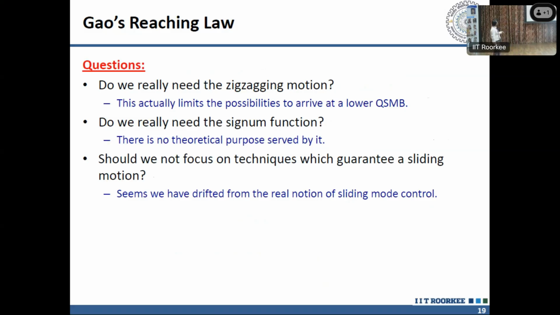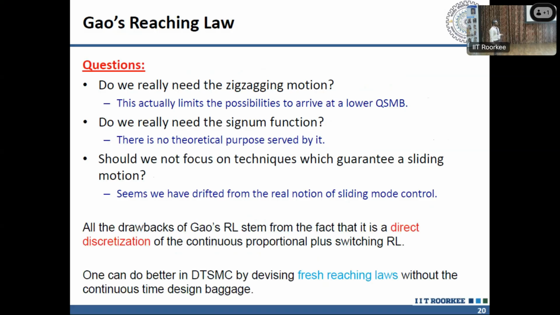Then, should we not focus on techniques which guarantee sliding motion? Maybe there are techniques which can guarantee sliding motion, and we have drifted from that real notion, because what we are trying is direct discretization of the proportional plus infinity. That was the problem here, because we are trying the direct discretization. Maybe there are other ways, and a new formulation has to be developed.